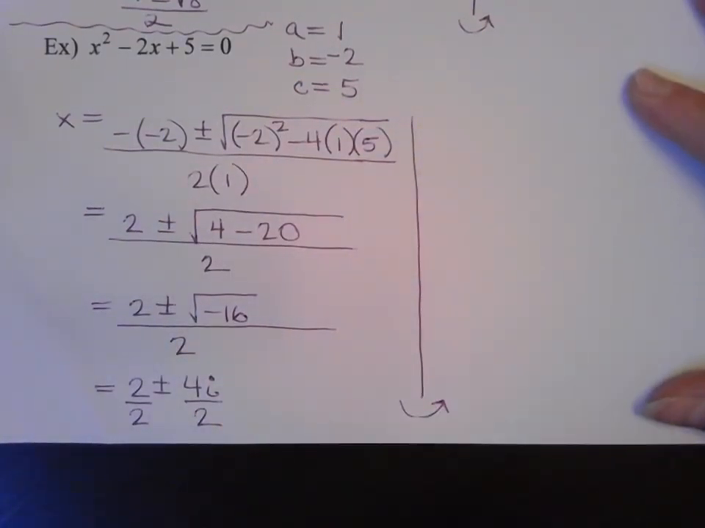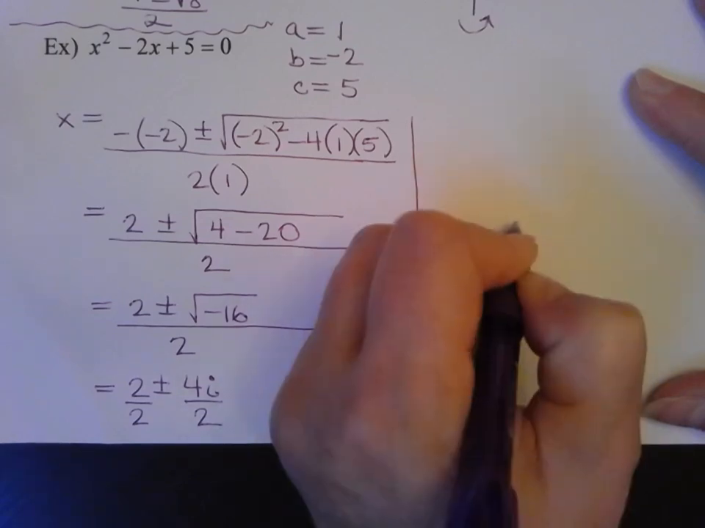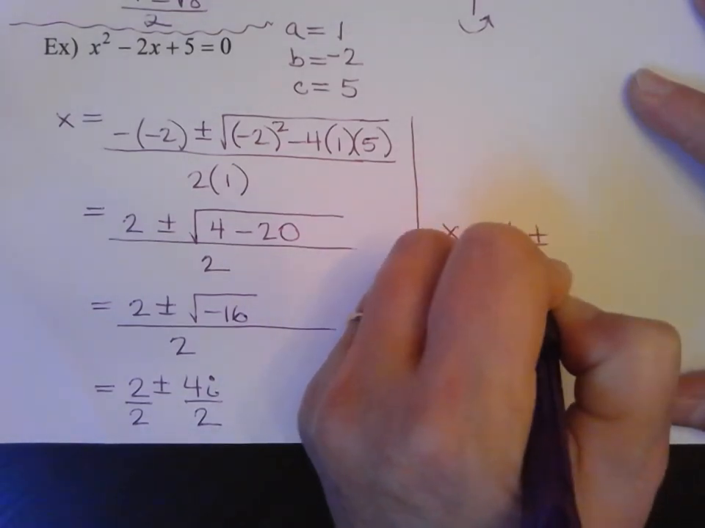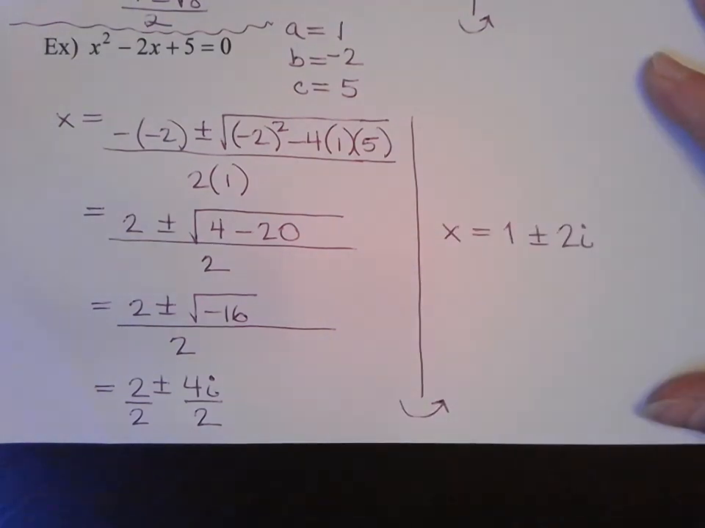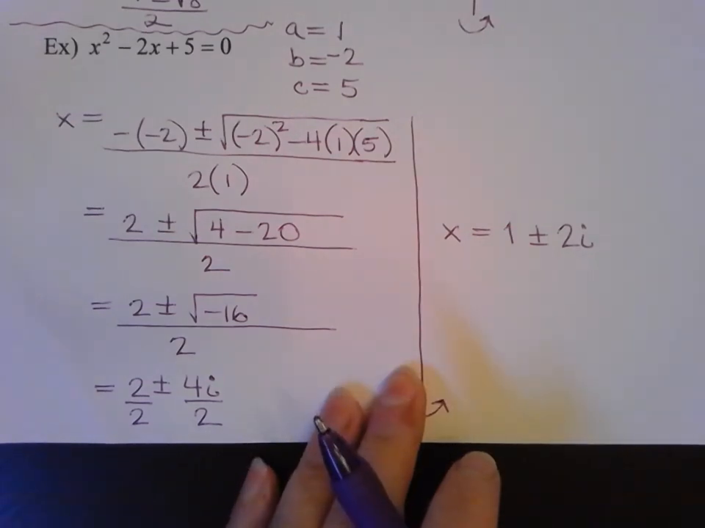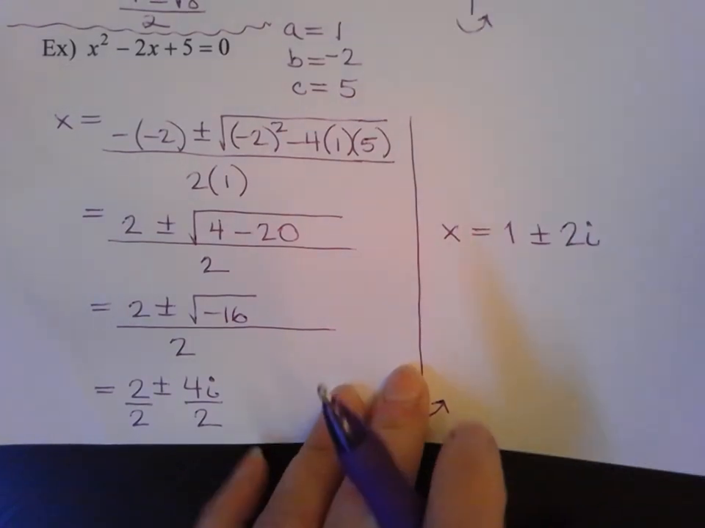So our final answer would be x equals 1 plus or minus 2i. You're welcome to leave your answer like that, or you could write out the conjugate pair that we talked about earlier. All right, so that's the quadratic formula.